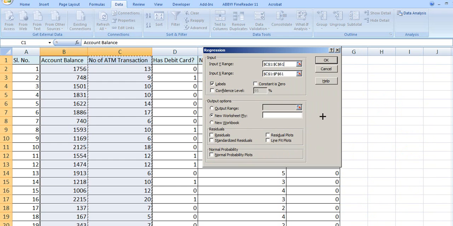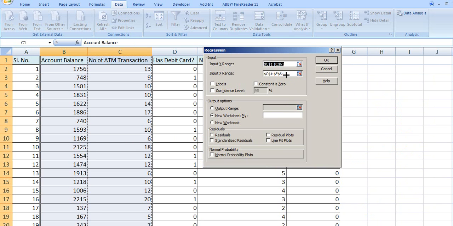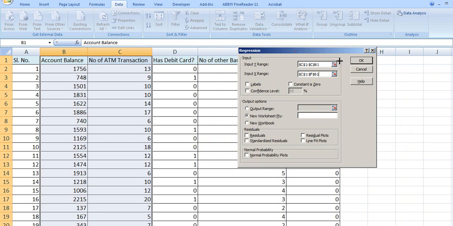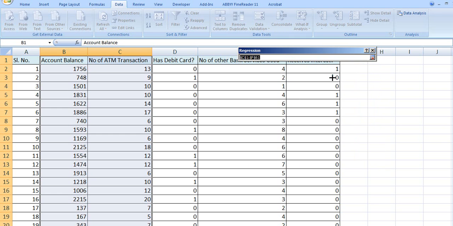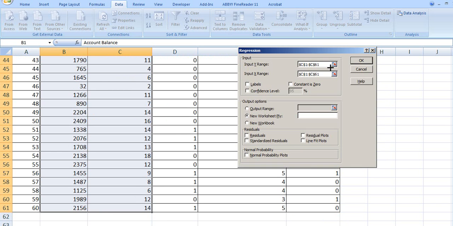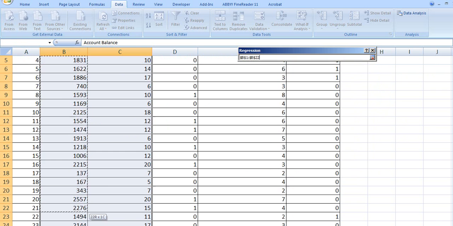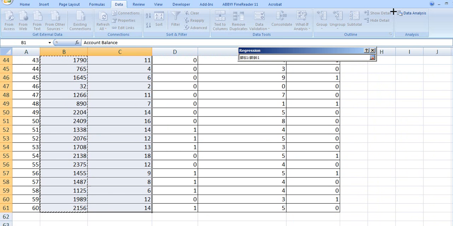Once we are done with this, let's remove this checkbox in the label and see. Please note that they are saying that regression x range and y range cannot overlap. I think I may have made a range overlap. We'll just check. Yes, this is C and this is CF. So it means that the input range is not actually selected well. So we have this as the input range, and what we have is the input y range. The y range is actually this value, so by mistake it got selected.